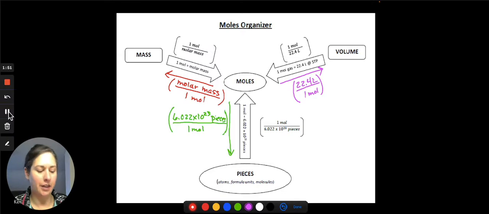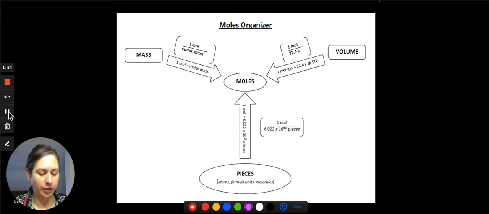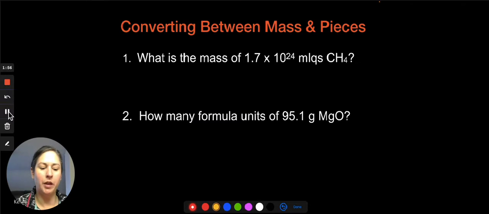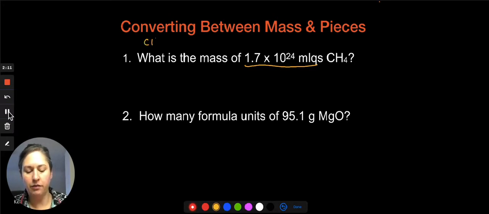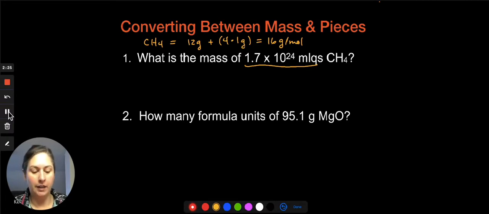So let's go ahead and take a look at some actual conversions. Here's the first one. In this one we're going between mass and pieces. We're going to start off with our pieces in this first one, so we have molecules. If we're going between mass and pieces, we need to know our molar mass. So for CH4, 12 grams for carbon plus 4 times 1 gram for hydrogen, and that's going to give us a total of 16 grams per mole. So we just go ahead and set that up.